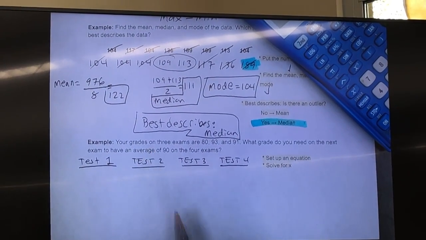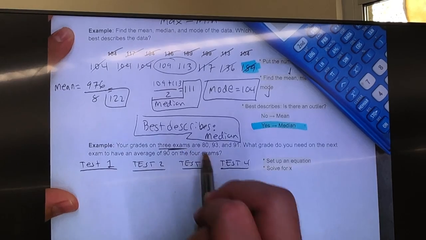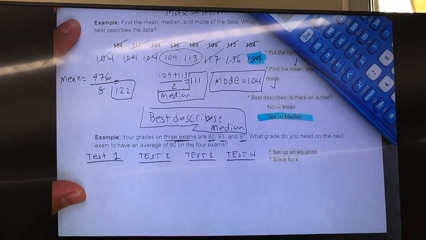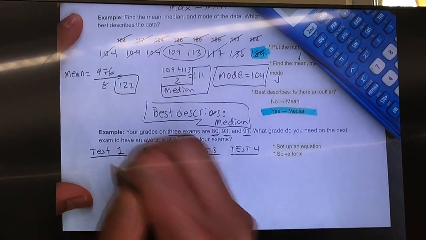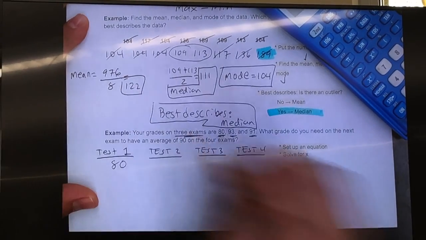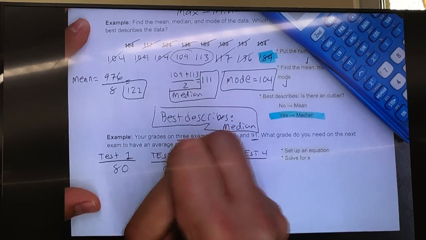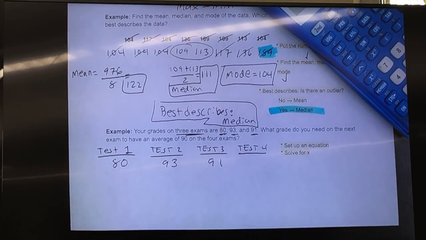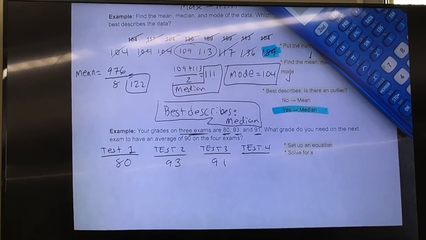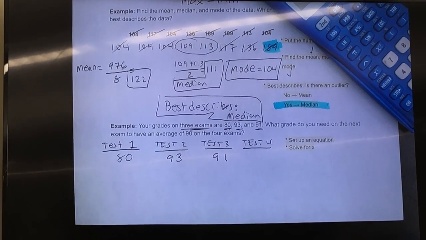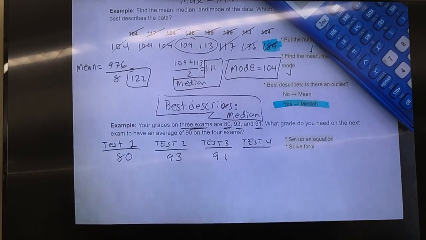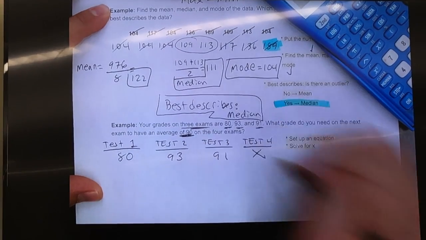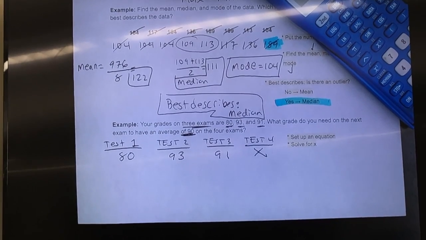Your grades on 3 exams are an 80, 93, 91. So on our first test, we received an 80. Our second, we received a 93, and then a 91. 2 A's and a B. But it says, what grade do you need on the next exam to have an average of a 90? So you want to get an A in the class. We don't know this last test.